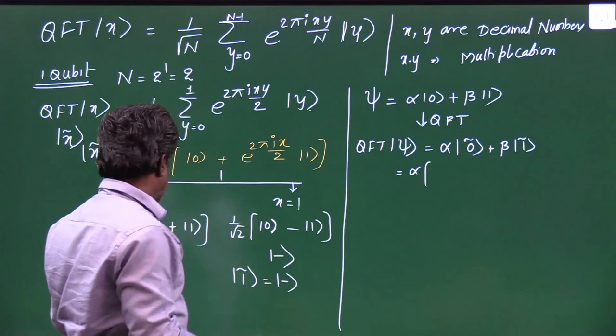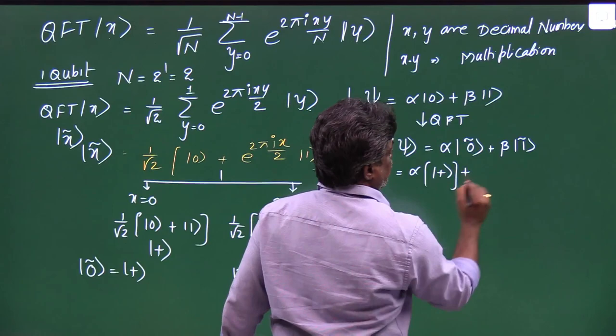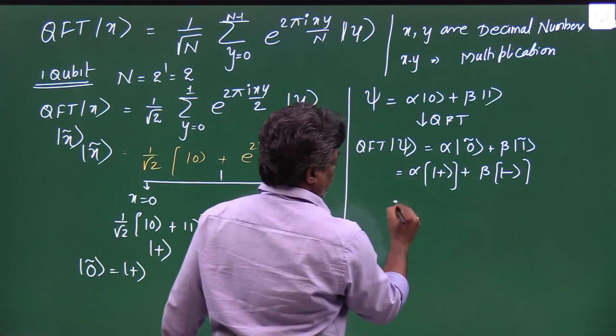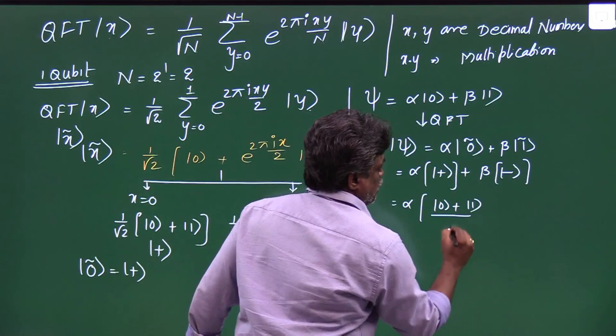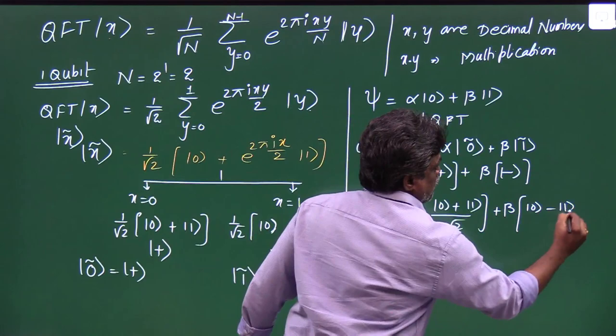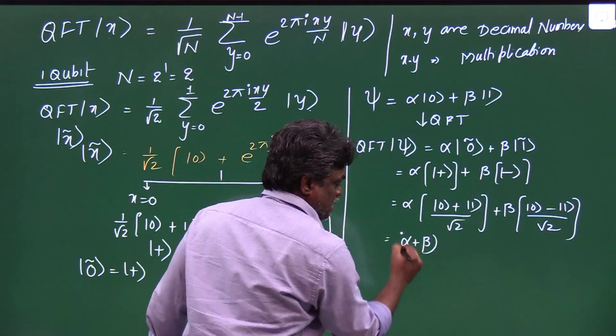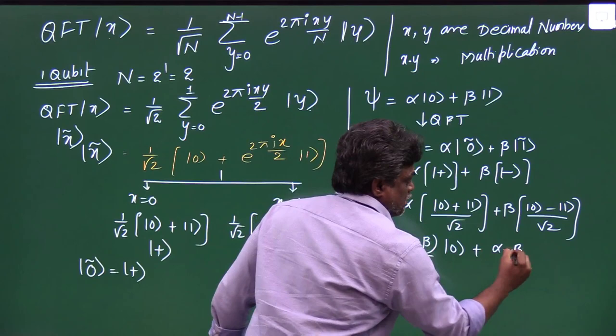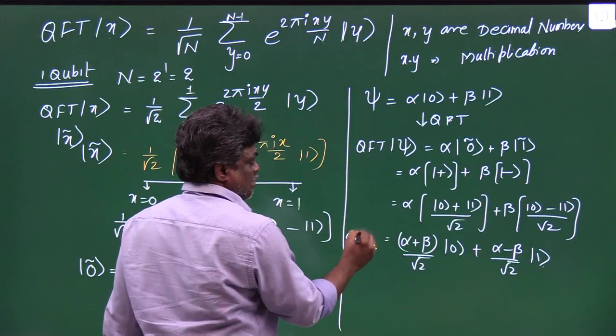Plus, okay, that's it. And this is beta, and 1 tilde is a minus. That's it. If you want, you can write like this also. Plus is 0, 1 by root 2 plus beta, this is 0 minus 1 by root 2. So finally we can write this as alpha plus beta by root 2 ket 0 plus alpha minus beta by root 2 ket 1. So this is the quantum Fourier transform of that linear combination state.